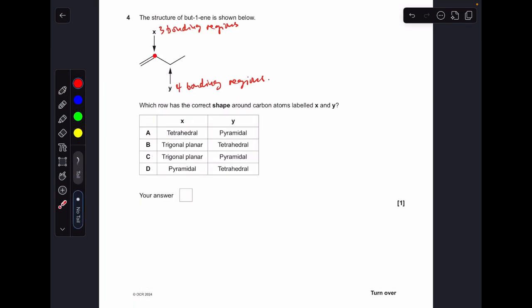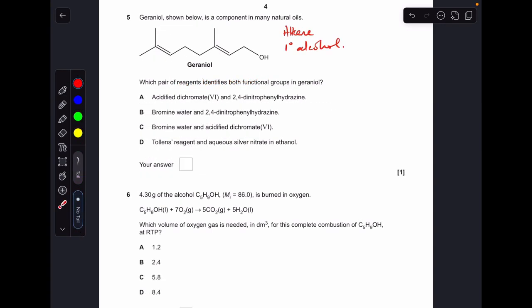Number 4, around carbon X, we've got 3 bonding regions. Remember, a double bond counts as one region. Around carbon Y, we've got 4 bonding regions. So this is going to be trigonal planar, and this one's going to be tetrahedral. So option B. Number 5, so the functional groups in geranyl are, we've obviously got alkene functional groups and we've got a primary alcohol. So we're going to need bromine water to pick out the alkene, so that leaves B and C in play. And then for that primary alcohol, we need acidified dichromate(VI). So option C was the answer for that one.